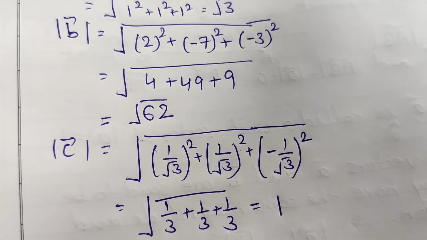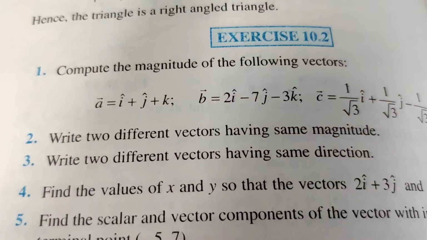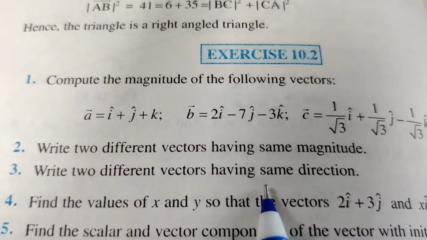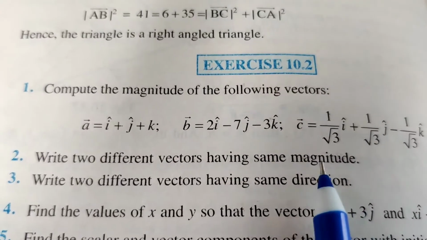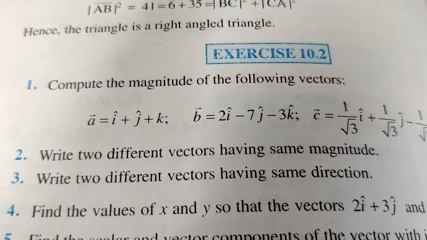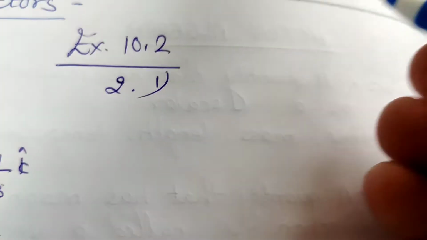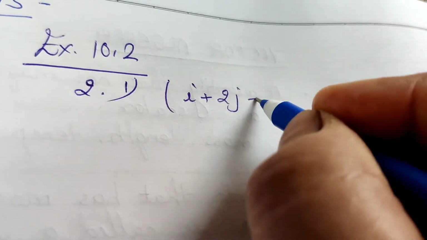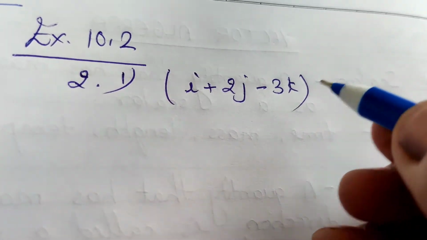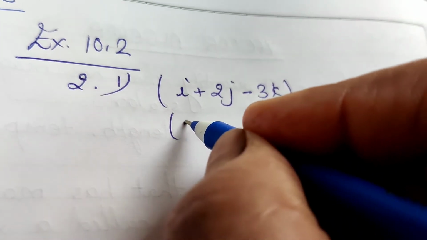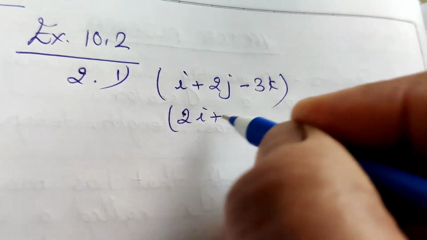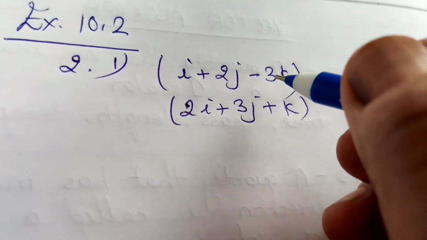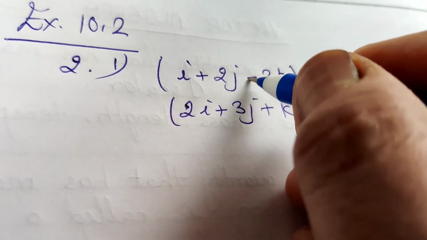Now question number 2. Write two different vectors having same magnitude. And question number 3 is write two different vectors having same direction. In one the magnitude has to be the same and in the other the direction. Suppose we take two vectors, i plus 2j minus 3k, it is a vector, and another one is 2i plus 3j plus k. Okay, the direction is different because the z component is minus.